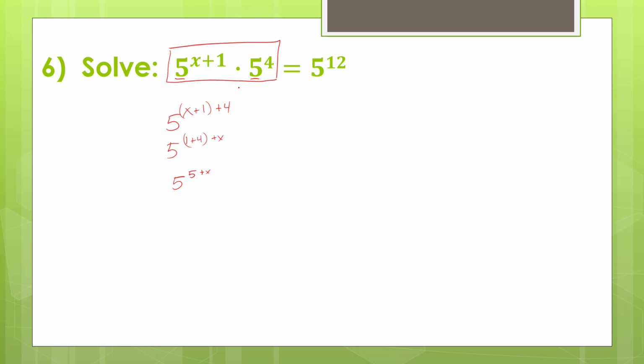And remember, so far all we've done is simplify what's on the left side of the equal sign inside the box. So let's bring down the rest of the equation. Equals 5 to the 12th power. Well, now we can clearly see that we have like bases, so we can set our powers equal to each other. 5 plus x is equal to 12. Subtract 5 from both sides, and x is equal to 7.